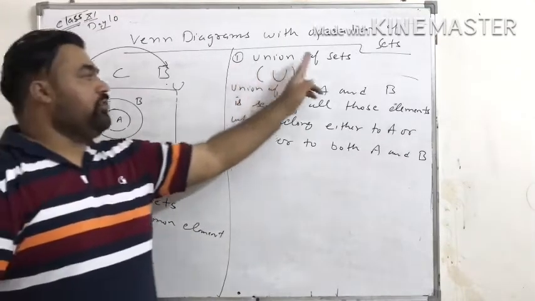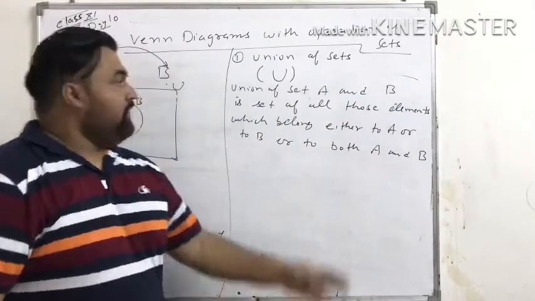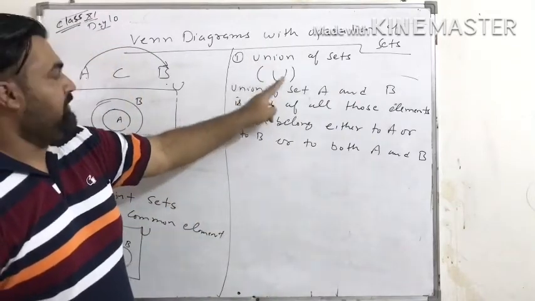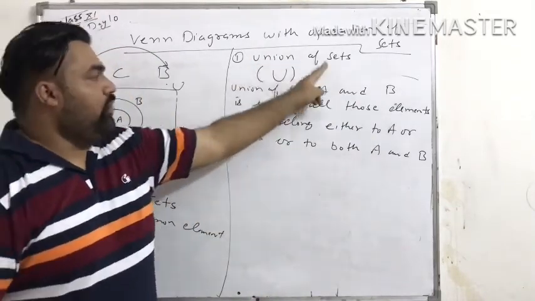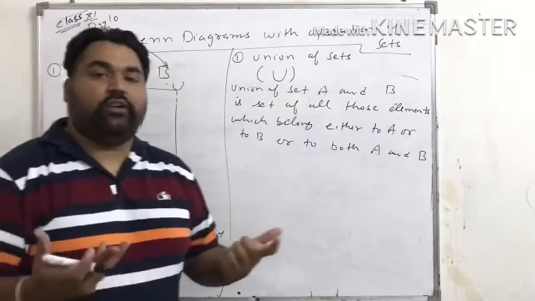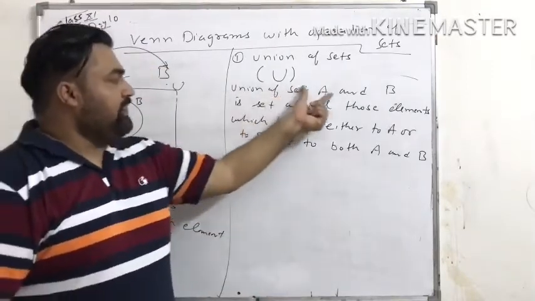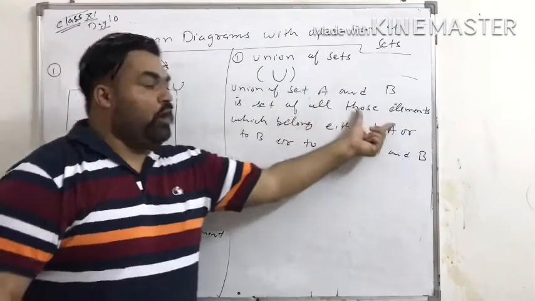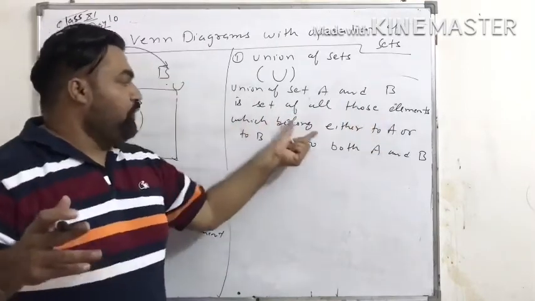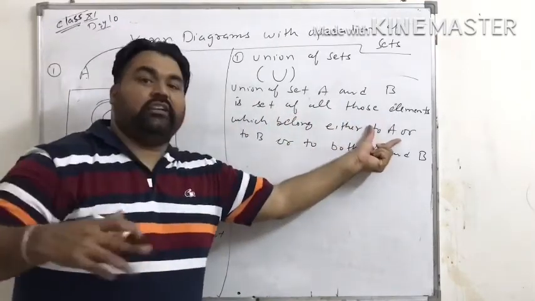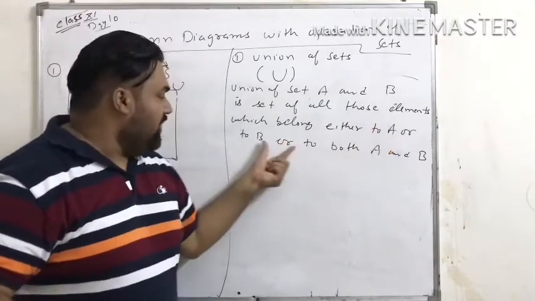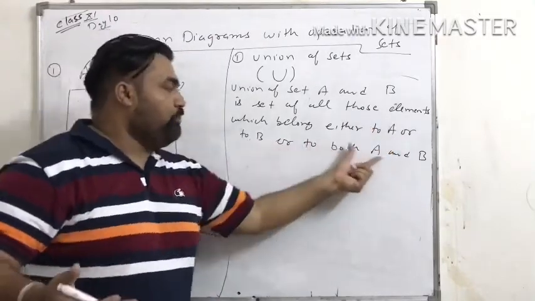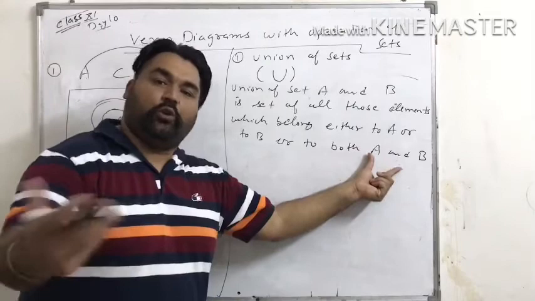The next is union of sets. Very important topic. This is represented by ∪, union of sets. Union means unity. Union of set A and B is a set of all those elements which belong either to A or to B, or to both A and B. Either they belong to A or B, or to both.